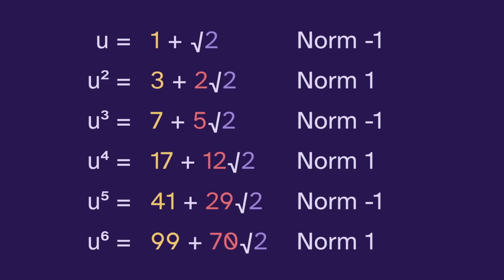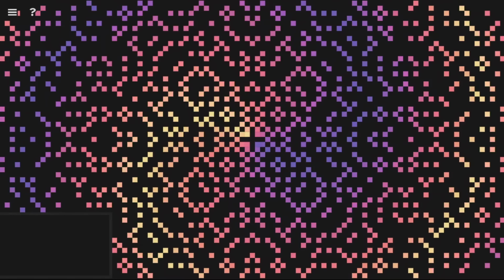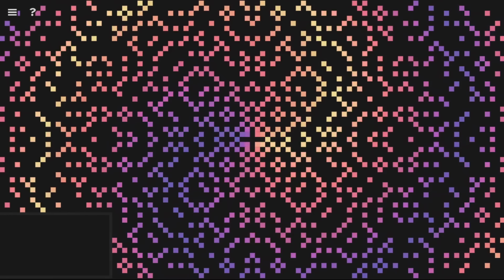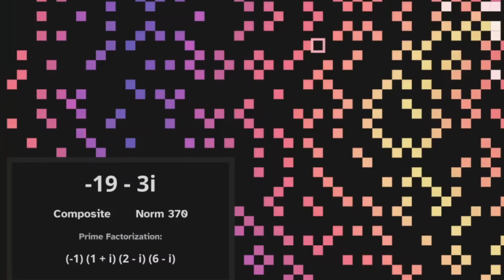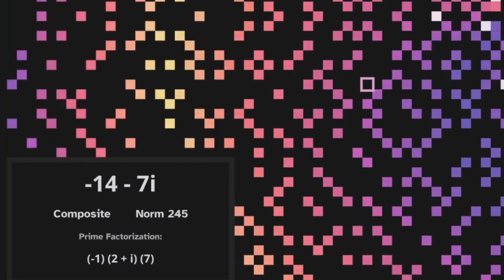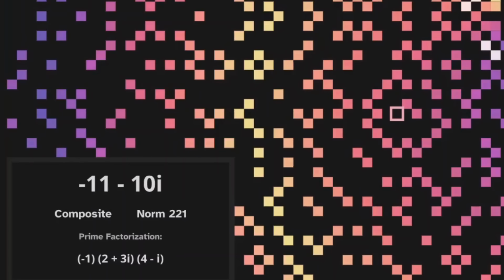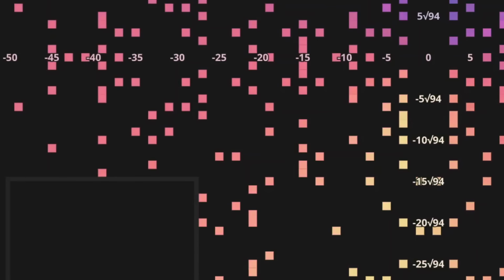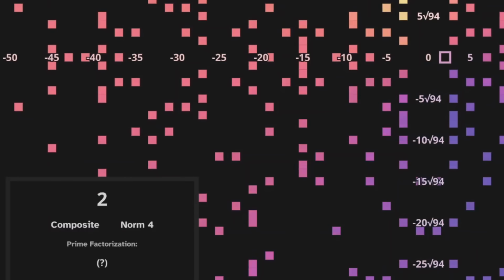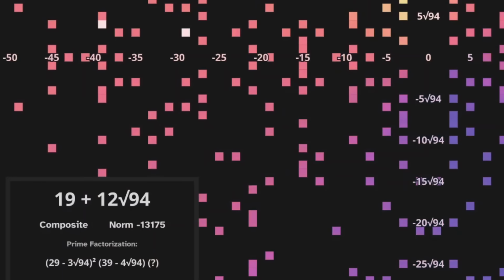Now, this idea of going off to infinity creates some problems when we want to display these. I created this website to display various quadratic integers, and one of the features is a box in the bottom left that gives you the prime factorization of the number. This works for all of the complex quadratic integers, but there are some cases in the reals, like here in O root 94, where hovering over 2 just gives us a question mark. We don't know what the prime factorization is. And some other cases where I give part of the factorization, but not the whole thing. And this is because of this issue with infinity.